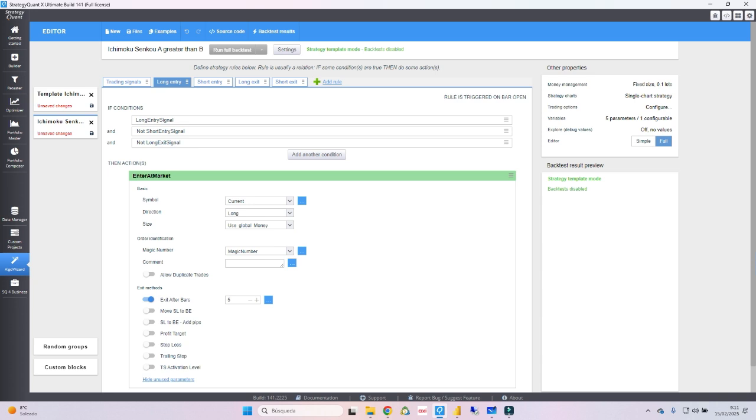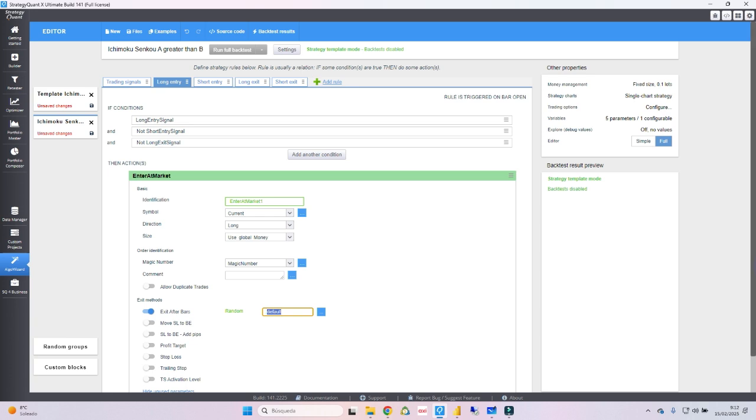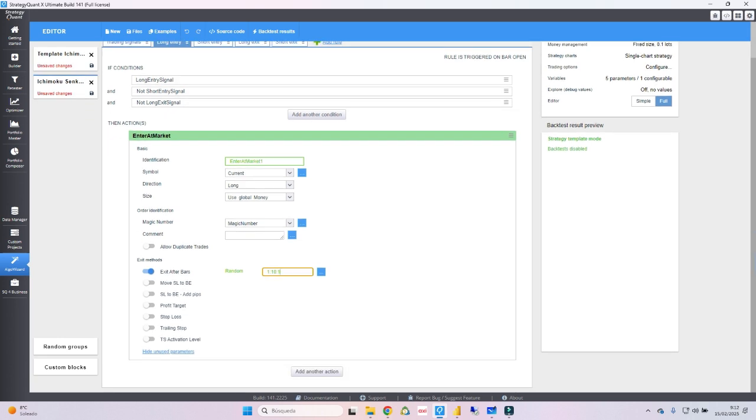Instead of exiting at 5 bars, we are gonna generate this randomly, and instead of 5, we are gonna say from 1 to 10, trying every one candle. So it means that we are gonna go from 1 to 10, one by one, 1, 2, 3, 4, 5, 6 until 10. StrategyQuant will check randomly which is the best strategy, profit and stop loss also randomly.